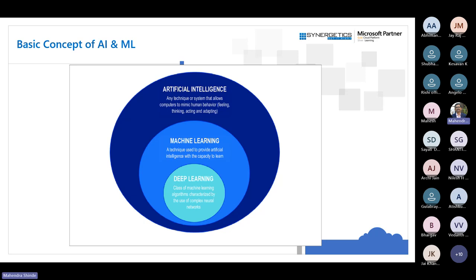Artificial intelligence is a much broader term. Any technique or system that allows a computer to mimic human behavior, feeling, thinking, acting, or adapting is called artificial intelligence. So it's a much broader term, as you can see. Whereas ML is a subset of AI. What is ML? Machine learning is a technique used to provide artificial intelligence with the capacity to learn.